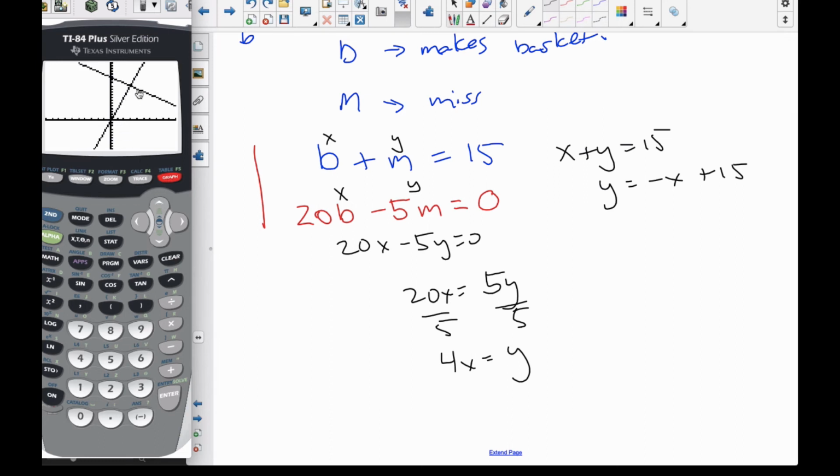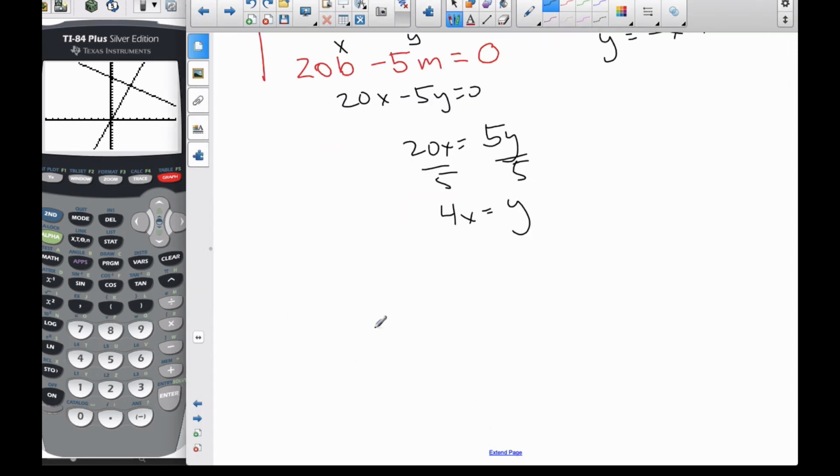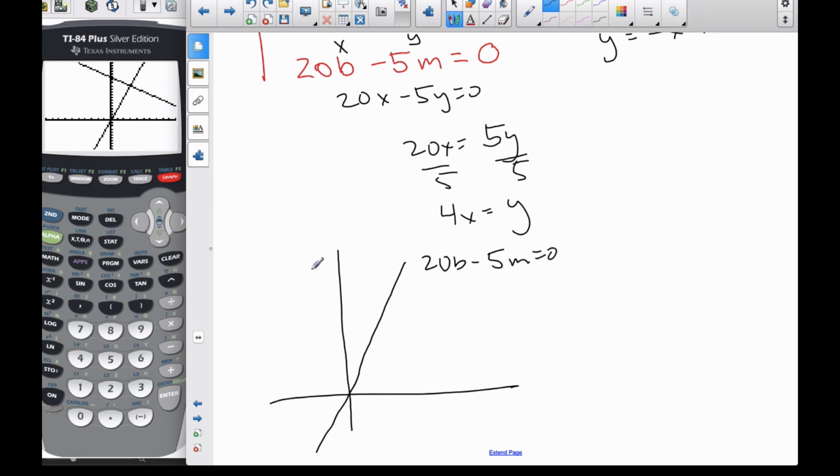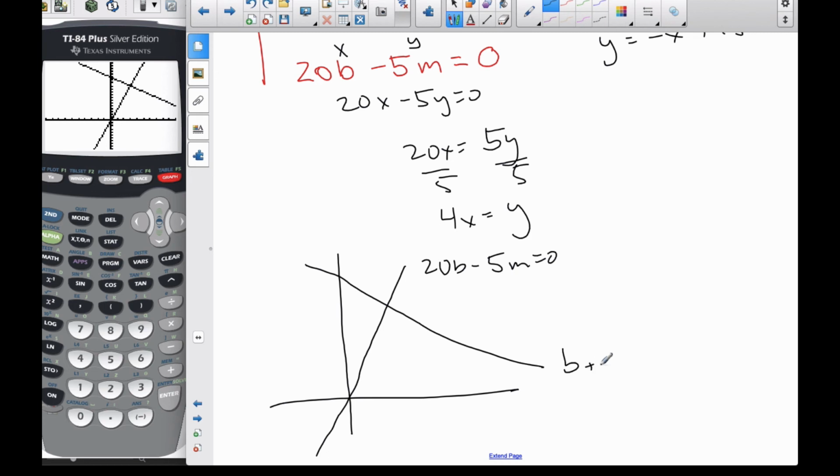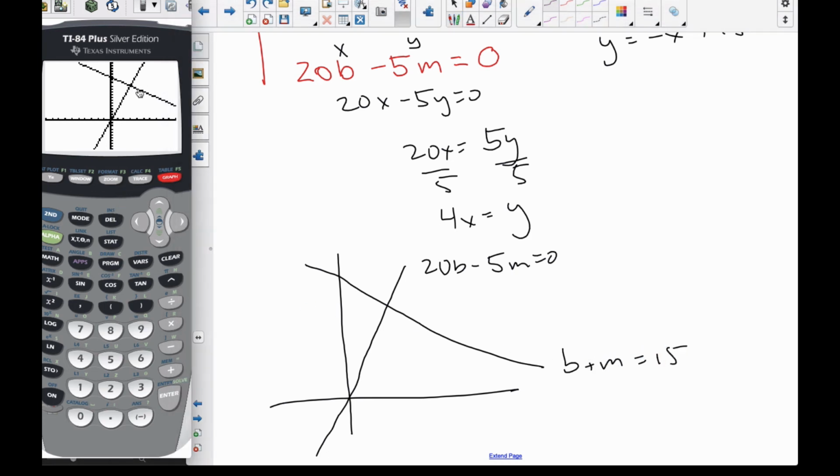So here is my scenario. If I'm going to do a graphical solution, I'm going to make a graph here. Here's the one line: 20b minus 5m is 0. Here's the other line: b plus m is 15. And now I'm going to find this point of intersection.